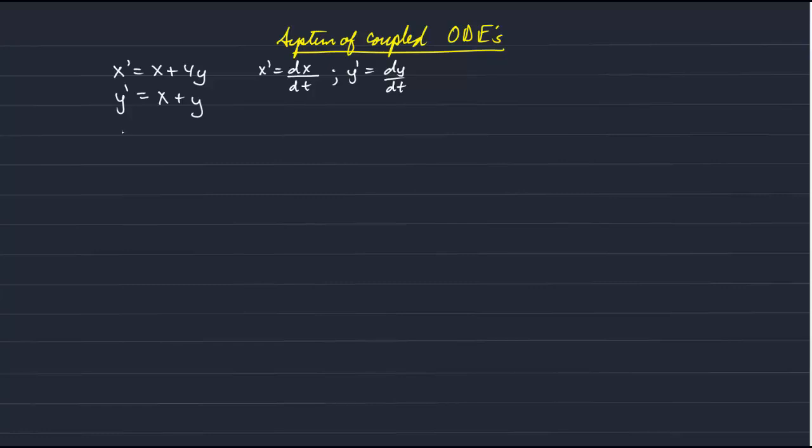Okay, so you should notice that the ODEs are linear. Each term is proportional to x or y or its derivatives, and the coefficients are constant. And they're homogeneous. There's no part in either equation that's not a function of x or a function of y.